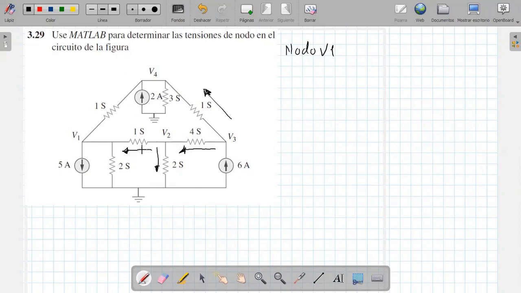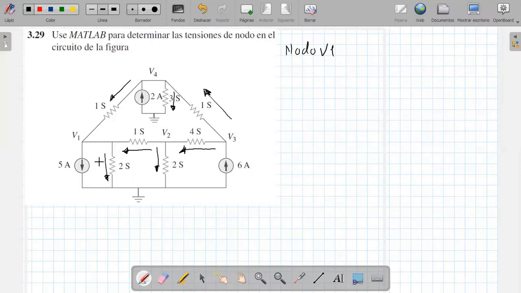When I reach this point, this current comes here, and the other part, when it reaches this point, goes up to this whole point. I say that a part comes from here. On this ground, that's a current source going into node 4. That already marks the direction of the currents.